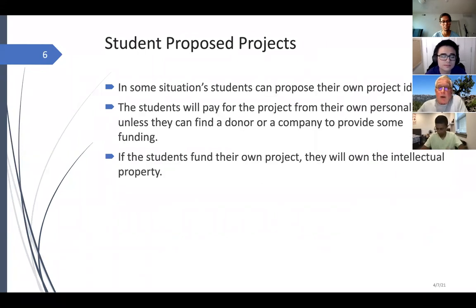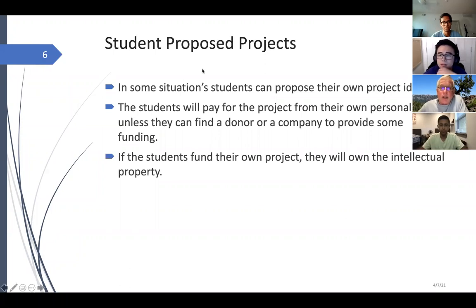The student proposed projects. This is a situation where if we don't get enough company sponsors, then we look to the students to maybe propose their own projects. I saw this last year, in spring of last year with Dr. Halleck. I was very surprised, but the students came up with some fantastic projects. And that actually happened again this year when I took over the class.